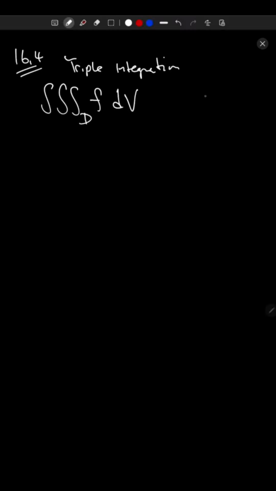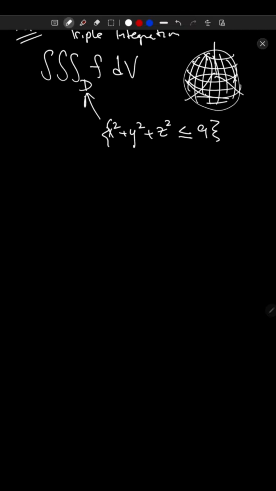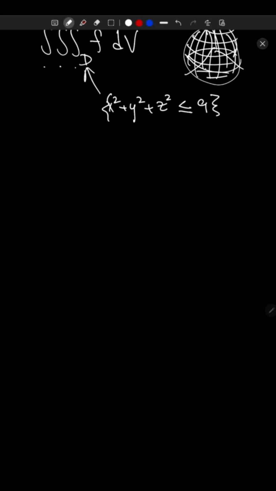So for example, maybe our region of integration now is the inside of a sphere of radius 3. Not just the surface, but the inside. So D might be, for example, x squared plus y squared plus z squared less than or equal to 9. So the inside of a sphere of radius 3. This is a triple integral because now we're going to be integrating with respect to, at least in this lecture, x, y, and z. So ultimately, we're going to be doing dy, dx, dz's, something like that.